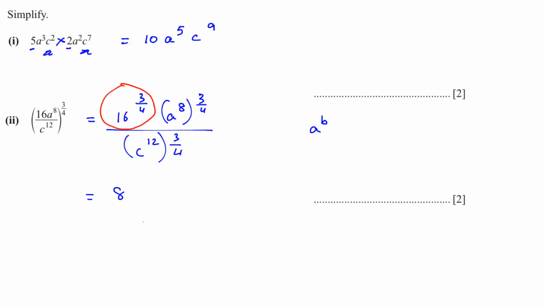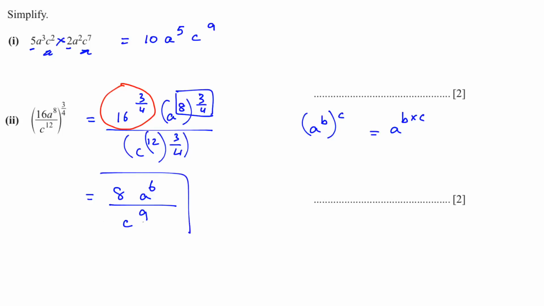There's this rule that if you have a to the power of b in a bracket and there's a power outside the bracket, we multiply the powers, b multiplied by c. So 8 times 3 over 4 will give us 6. So a to the power of 6. And 12 times 3 over 4 will give us 9. Therefore, c to the power of 9. This is our answer.